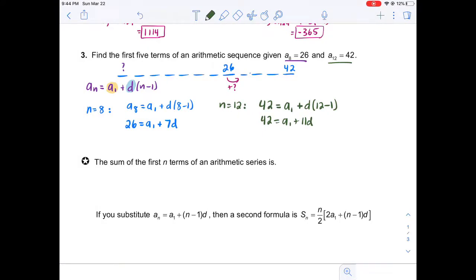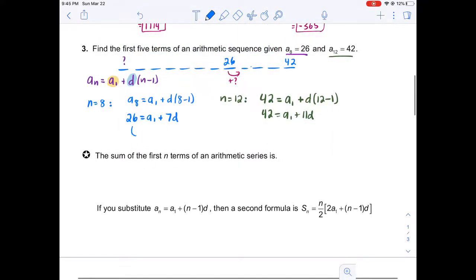Okay, so going back to this, we have a system of equations. Remember with systems, back to algebra, there's two methods. We could use substitution or elimination. I'm going to use substitution. So I'm going to take this equation here and solve it for A1. So A1 is equal to 26 minus 7D.